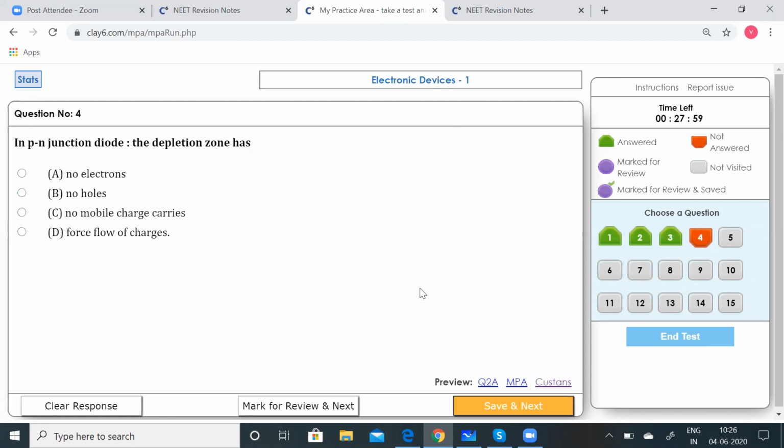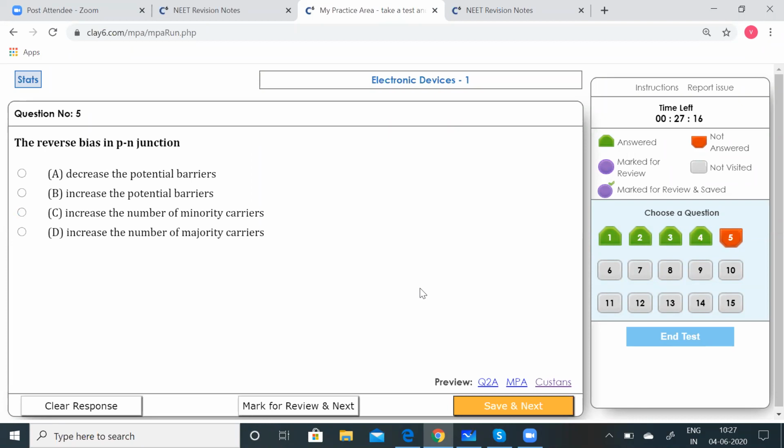In the PN junction diode, the depletion zone has no electrons, no holes, no mobile charge carriers, or forces the flow of charges. Now, actually, there is a build-up of space charge on either side of the junction, both the electrons and the holes. I also mentioned this depletion region. Electrons and holes are built up on both sides, so that particular zone is called the depletion zone. So effectively, there are no mobile charge carriers in this particular zone.